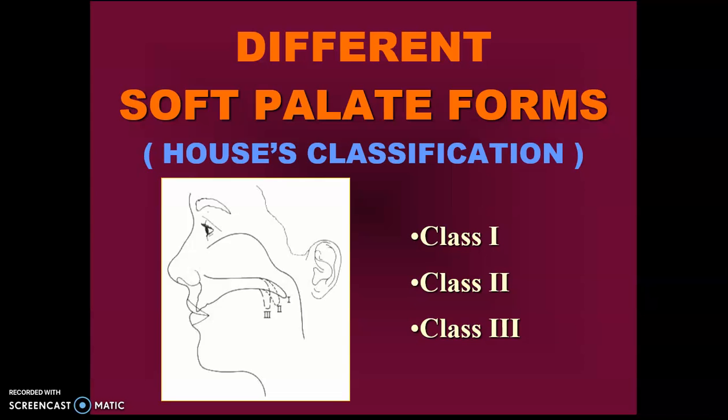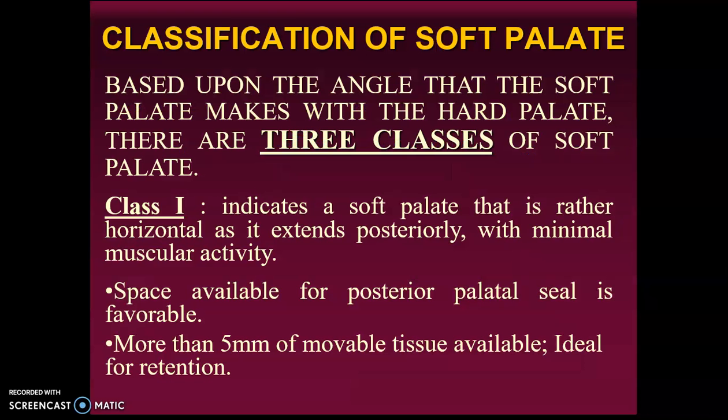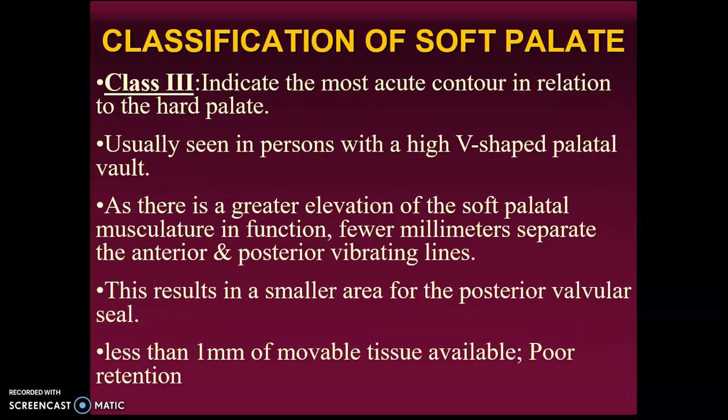Now, coming to the classification of the soft palate by House, we can take soft palate class 1, which has a horizontal position that extends posteriorly with minimal muscular activity. So automatically it provides space for a favorable PPS record, which helps in the retention of the maxillary denture at the first class level.